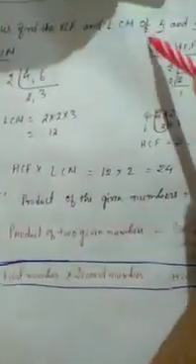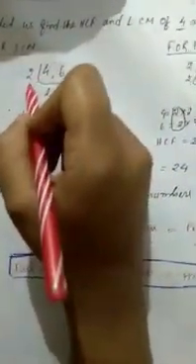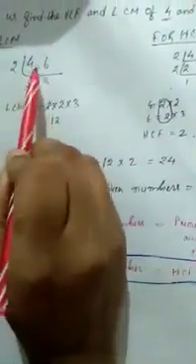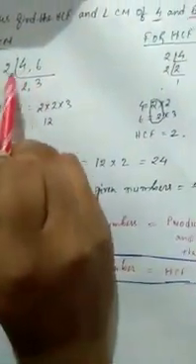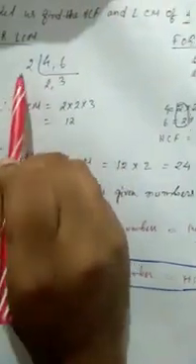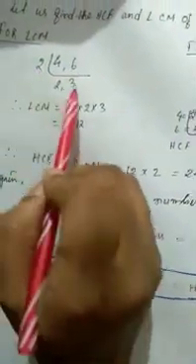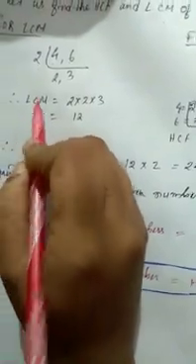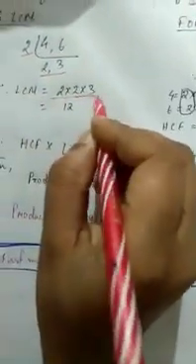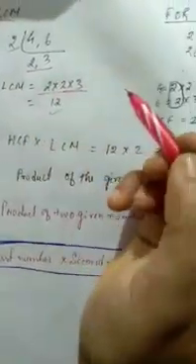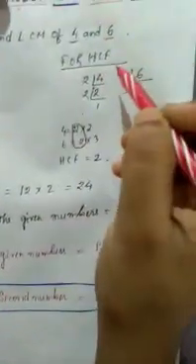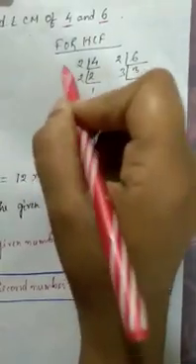Let us find the HCF and LCM of 4 and 6. Students, for LCM I have chosen the common division method, 4 and 6. You can see here, 2 is a factor of both the numbers, so we can divide: 2 twos are 4, then 2 threes are 6. For LCM, we multiply this divisor and these remaining numbers also. So LCM will be 12.